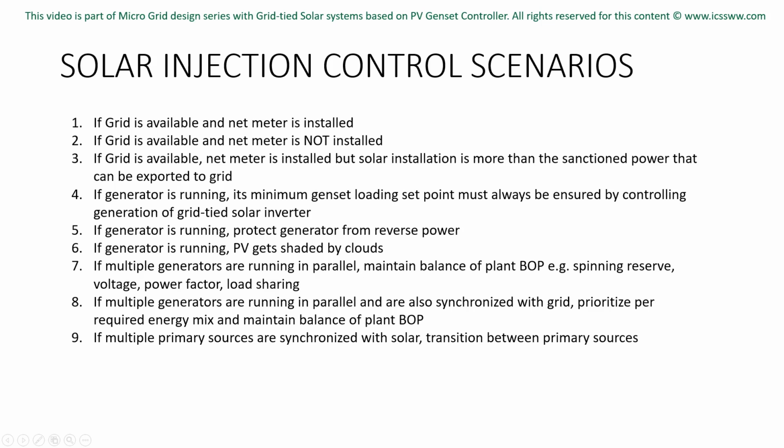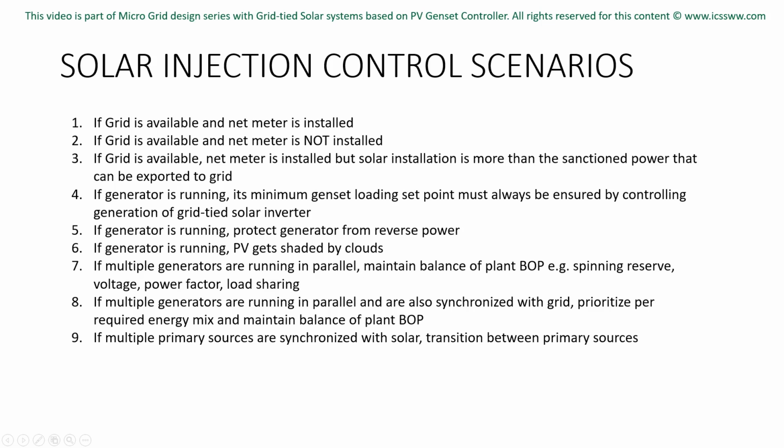Number 4, if a generator is running, its minimum generator loading set point must always be ensured by controlling generation of the grid-tied solar inverter. For a number of generators installed on site, the minimum genset loading set points are usually different. For gas generators and diesel generators, minimum generator loading set points are also different. Underloading generator sets for prolonged runs will negatively affect the health, operation and uptime of the generator, while increasing the likelihood of unforeseen incidents and shutdowns.